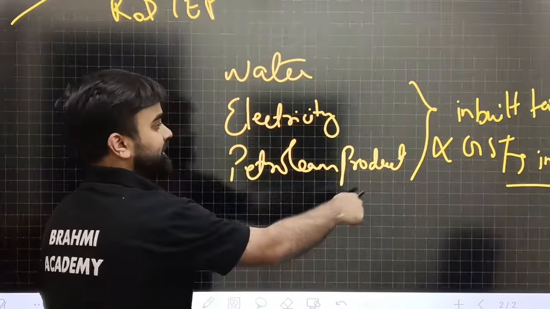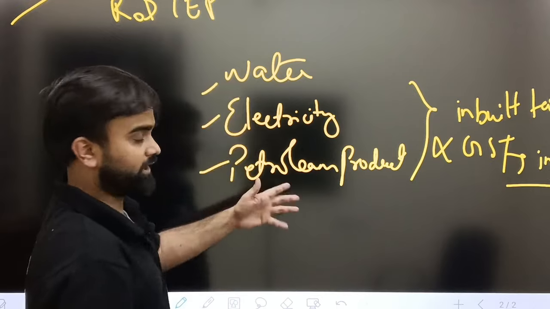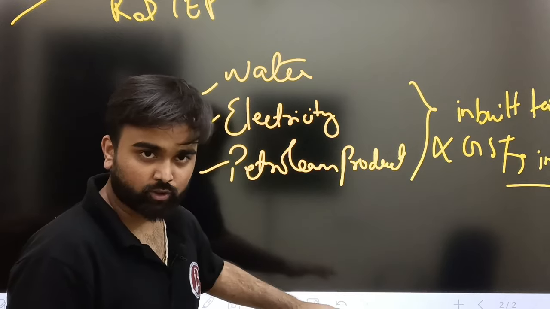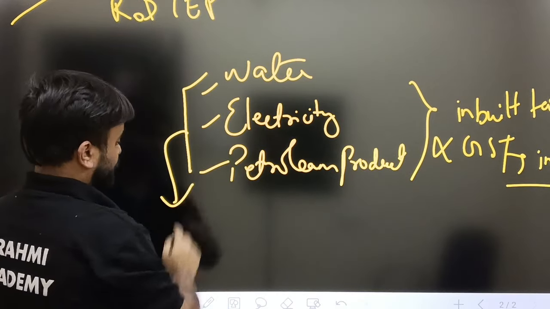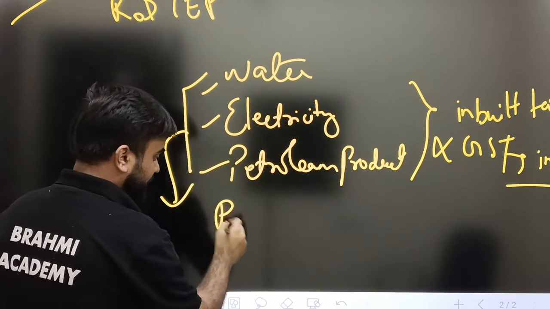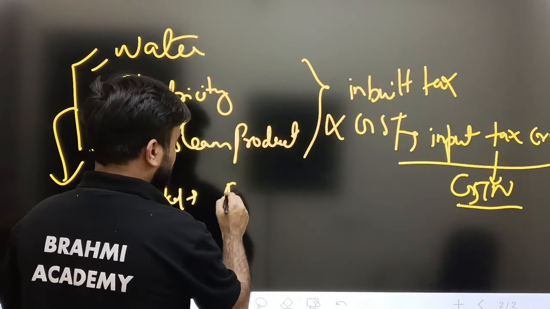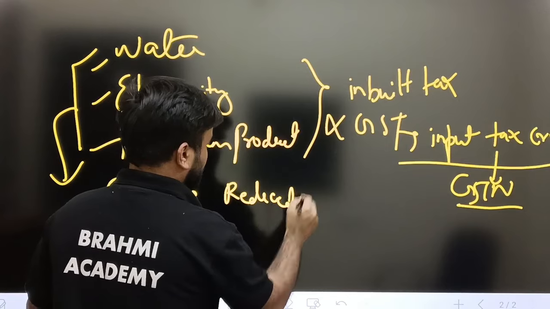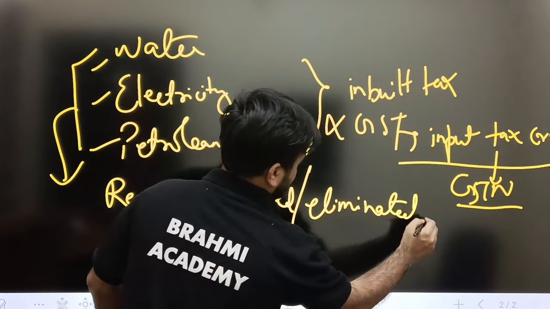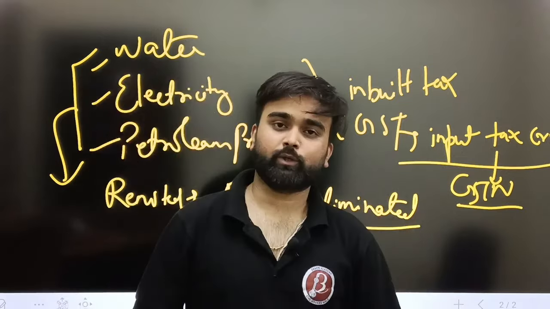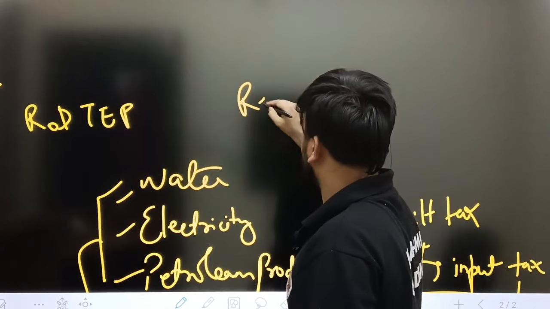But there are some taxes which are not included in GST: water, electricity, petroleum products. These are not under GST, so there are taxes also. What the government is saying is, whatsoever tax you have paid, you can get credit for it. And this tax credit could be remitted, which means it could be reduced or eliminated. So the taxes which were to be taken from you could be reduced or eliminated. This is the meaning of remission.